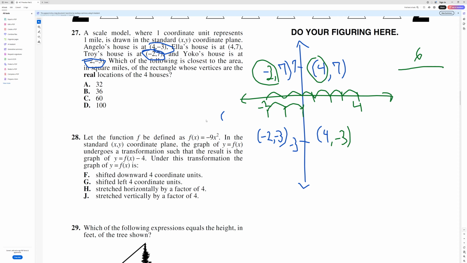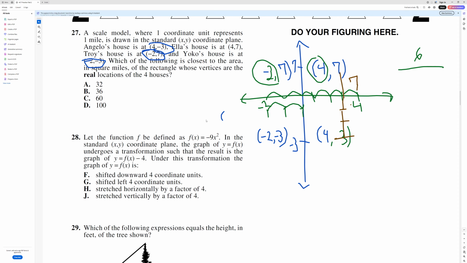So height to height, 7 all the way down to 0. That would be 7 units, but I don't stop there. I go 3 more: -1, -2, and -3. So 7 and 3 more, 7, 8, 9, 10. So it's a 6 by 10, and the area is 60 units squared. All right, 60.